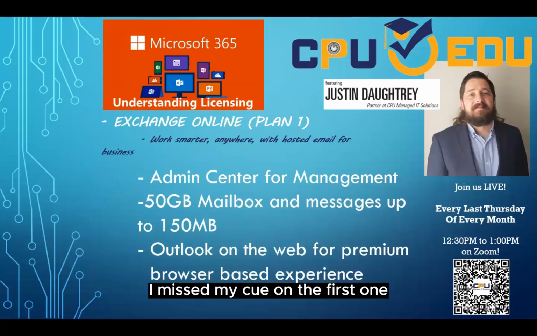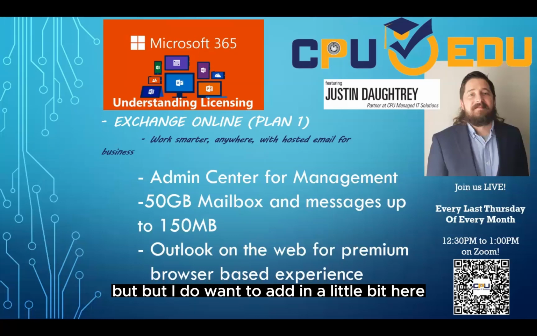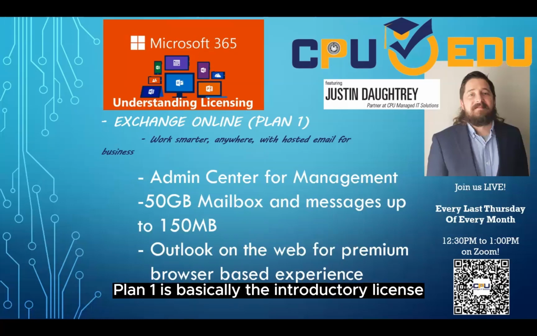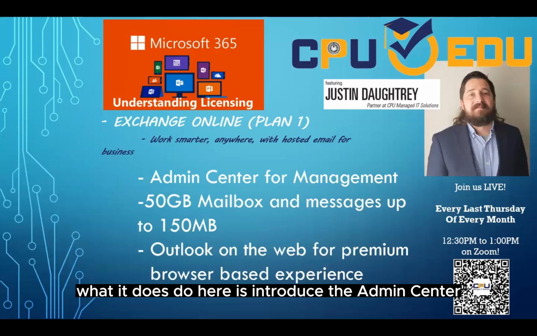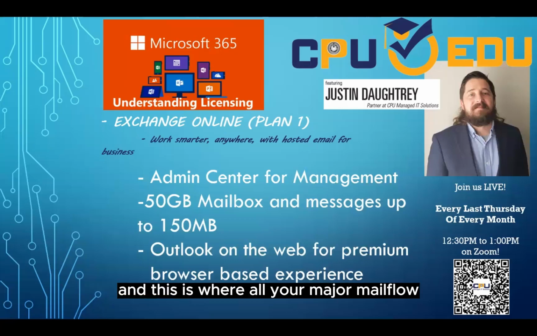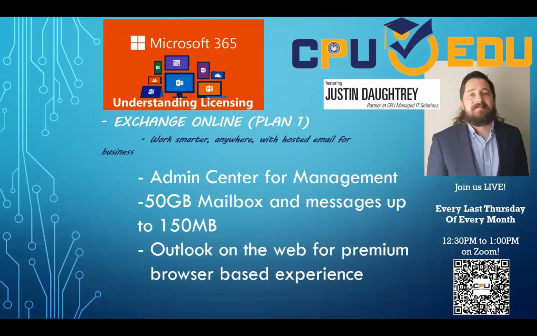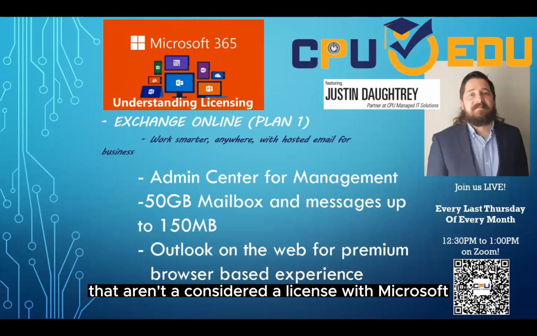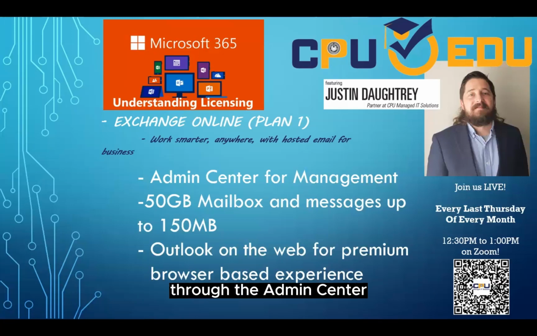I missed my cue on the first one, but I do want to add a little bit here. Exchange Online Plan 1 is basically the introductory license when you're using Microsoft 365 for email. What it does here is introduce the admin center, and this is where all your major mail flow comes into play. So although we're not going to talk about it today with understanding the licensing, you get to now implement distribution lists, shared mailboxes, and some other items that aren't considered a license with Microsoft through the admin center.